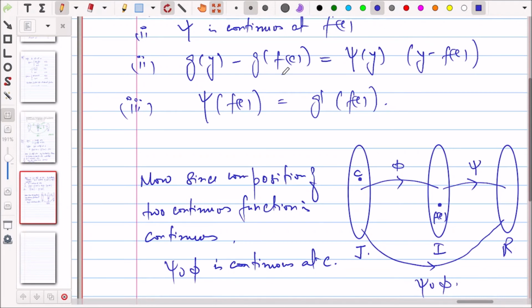Again we will start with psi of phi. So we have to show this: we will start with GOF x minus GOF c, and we will try to find it and show that it is equal to psi of phi x into x minus c.